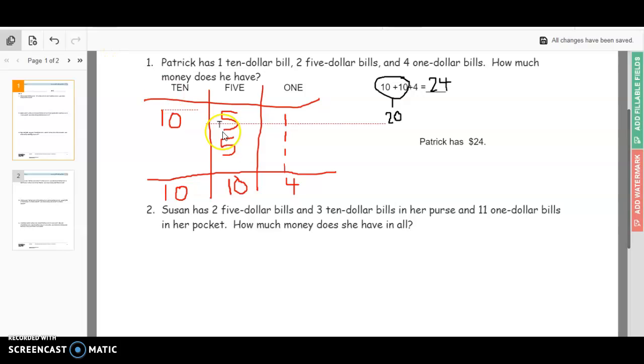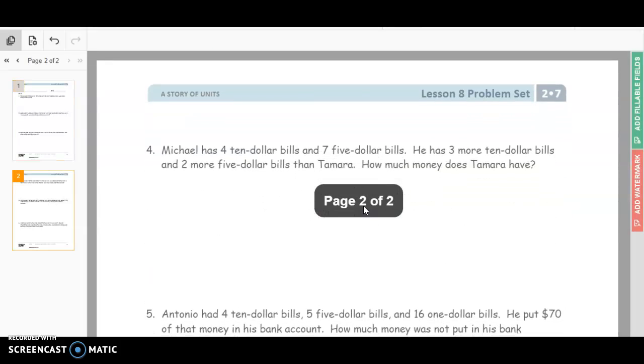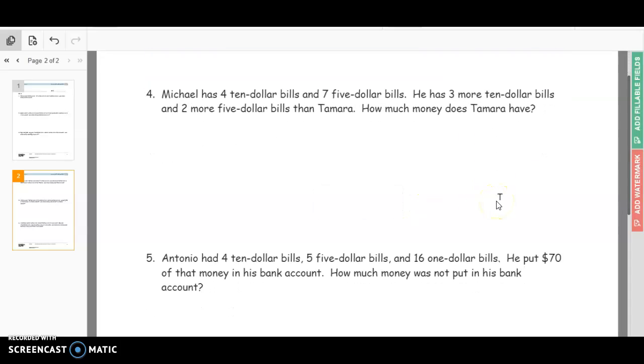Okay, so let's go ahead and go to the next page because the rest of the problems on this page are pretty similar. So let's go ahead and look at number 4. These are word problems that are a little bit longer. Number 4 says, Michael has 4 $10 bills and 7 $5 bills. He has 3 more $10 bills and 2 more $5 bills than Tamara. How much money does Tamara have?